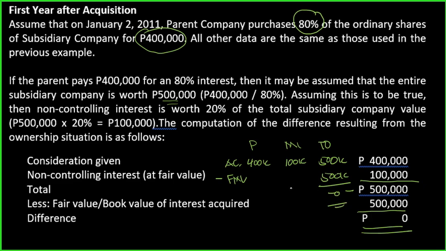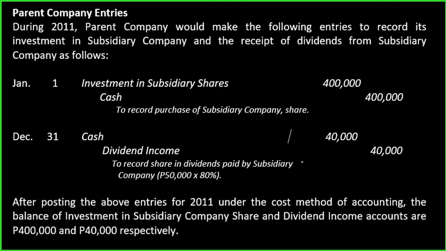No difference, zero din yan. And this one is 400, that's 80% of 500. This one is 100, that is 20% of 500. So no goodwill attributed to the parent and to the minority interest. Okay, so this will be the parent's journal entry in its books, okay, using the cost method. First, to record the acquisition, debit to investment at 400 and credit cash. And then, when the dividends are received, you debit cash and credit dividend income.